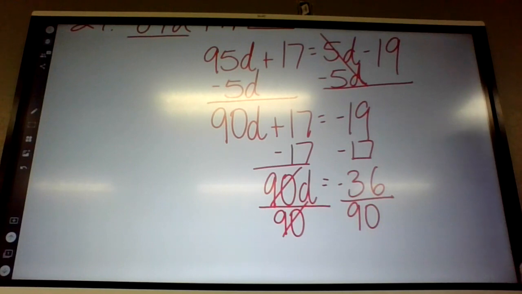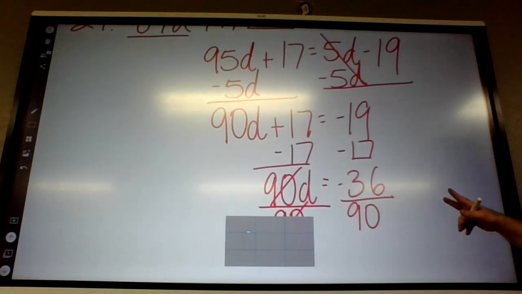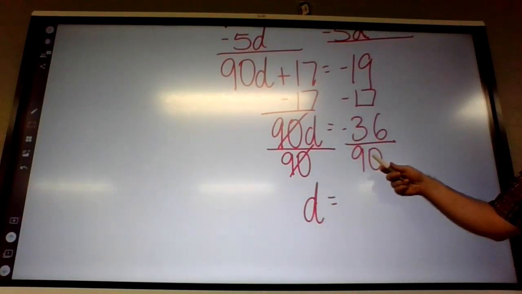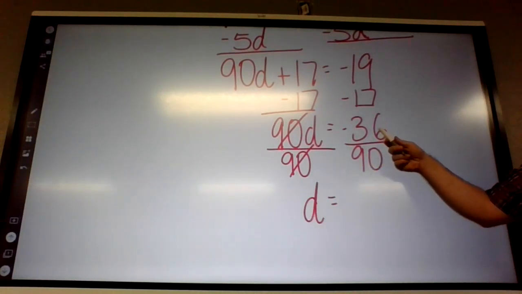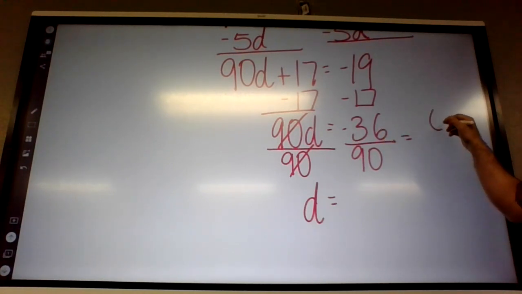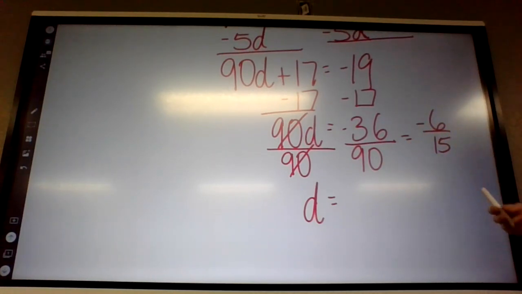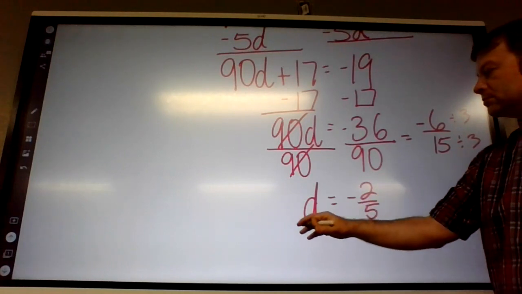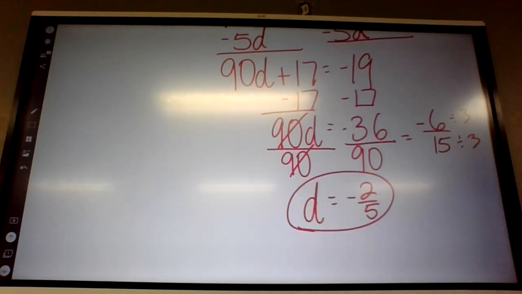Now that doesn't divide, but does it reduce? Yes. If we divide both of those by 6, we get negative 6 over 15. What could we divide both of these by? 3. Your calculators can also reduce fractions. So that'd be negative 2/5. Will this still be correct?